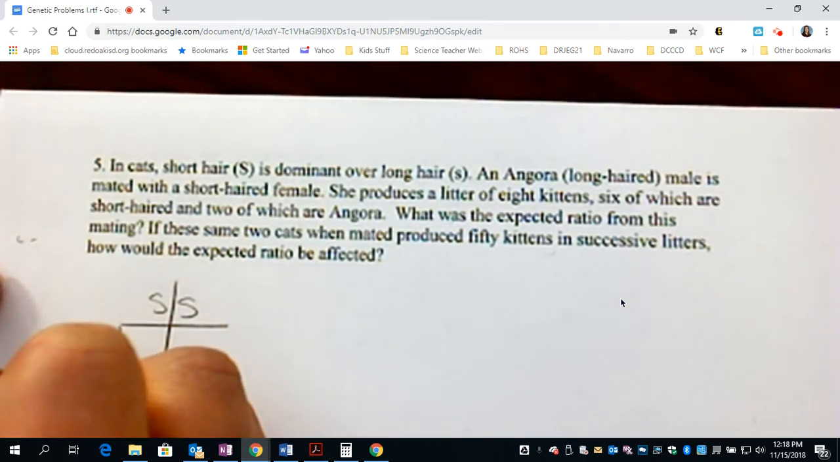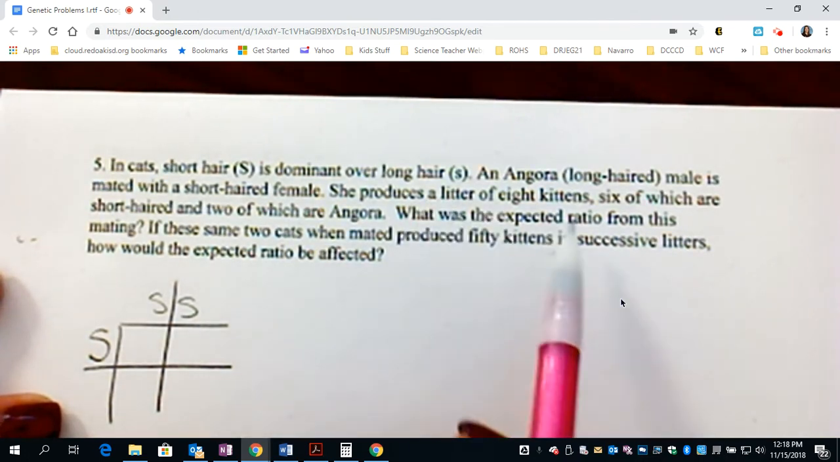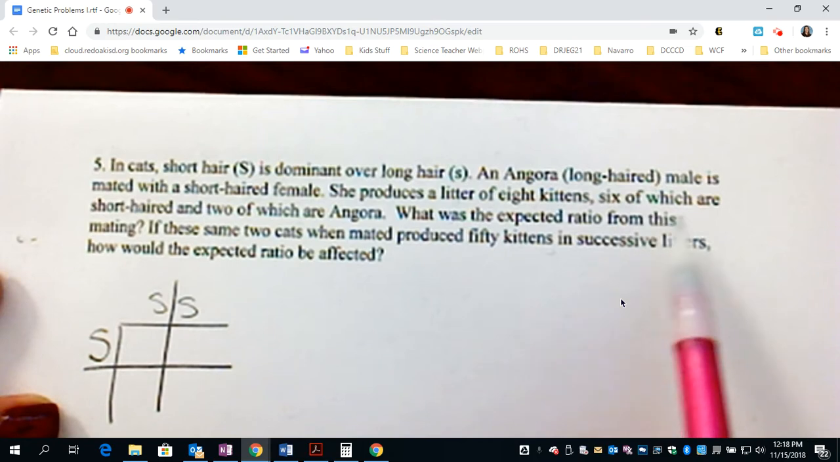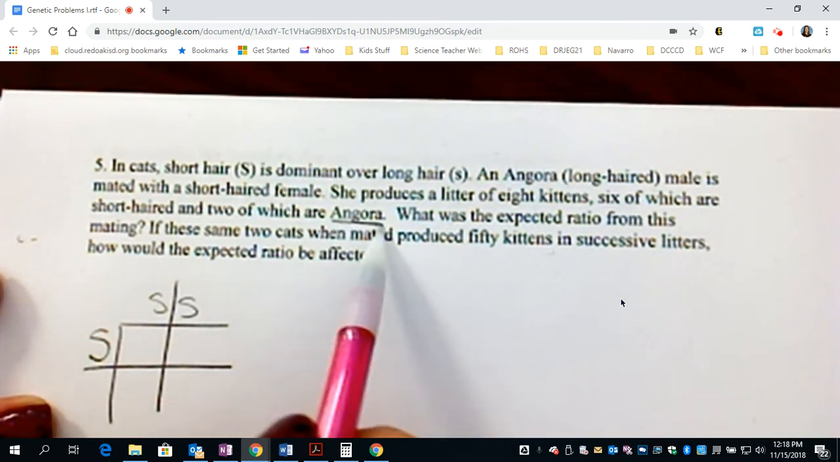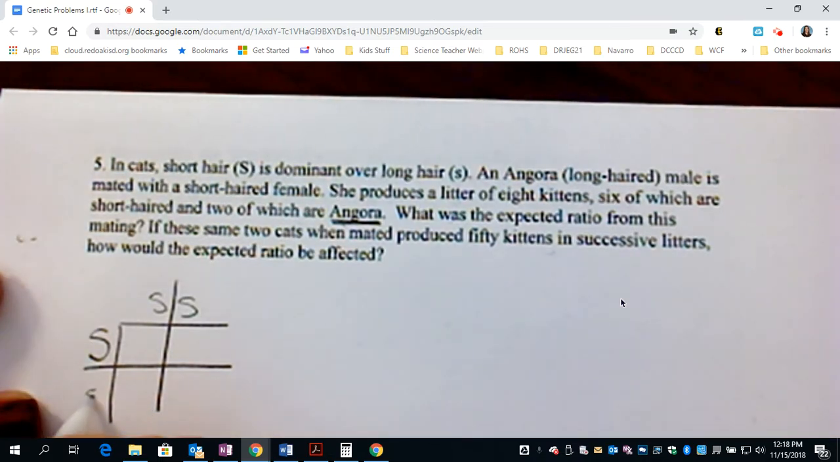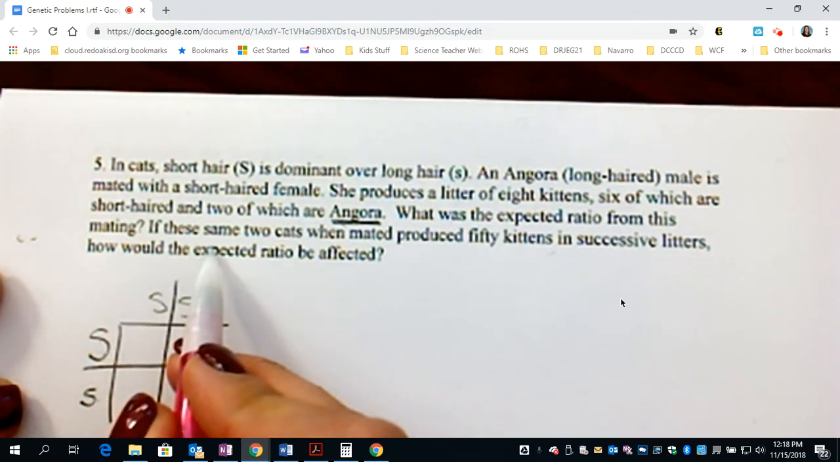Okay, if she's got short hair, she has to have a capital S, but it doesn't tell us how she's short. So it says she produces a litter of 8 kittens, 6 of which are short hair and 2 of which are Angora. Okay, so the only way she can have a baby that's Angora is if she's small s. If she's a heterozygote, she has a capital and a lowercase. What was the expected ratio from this mating?